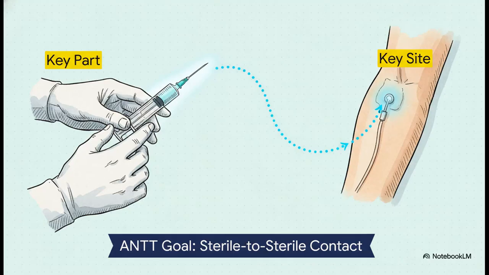On the left, we've got key parts. These are the mission-critical surfaces of your gear. Think about the tip of a syringe or the absorbent pad on a sterile dressing. Then, on the right, you have key sites. These are the patient's entry points of vulnerability, like an IV insertion site. The entire purpose of ANTT is to make sure that a key part only touches a key site. That's it. You maintain that sterile-to-sterile connection, and you win.